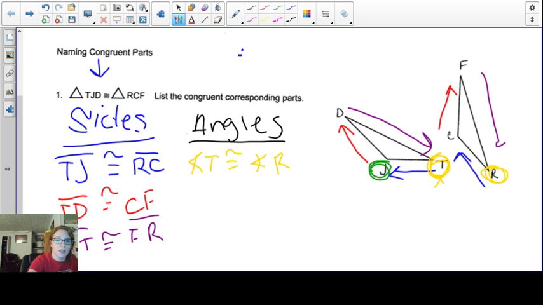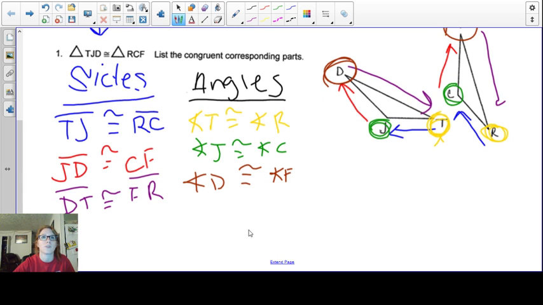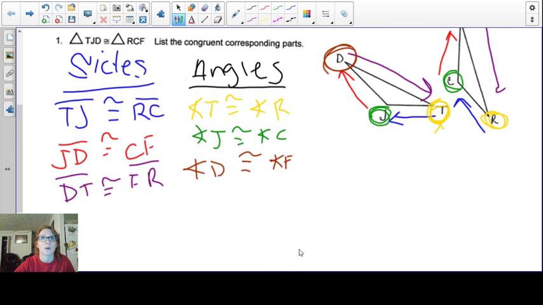So angle J must be congruent with angle C. And last but certainly not least, I had angle D, which must be congruent to angle F. So those are all of my congruent pieces. And I just realized you couldn't see this purple part because my face was down here. So I'm sorry about that, guys. If you're like, hey, I can't see what you're doing, you could at least see my drawing. So now you can see those last ones.